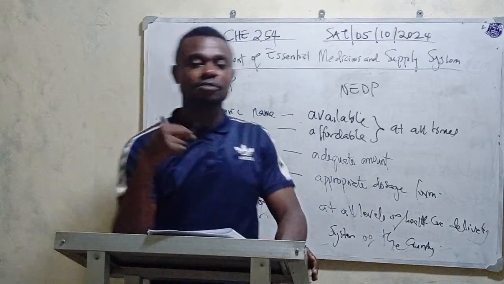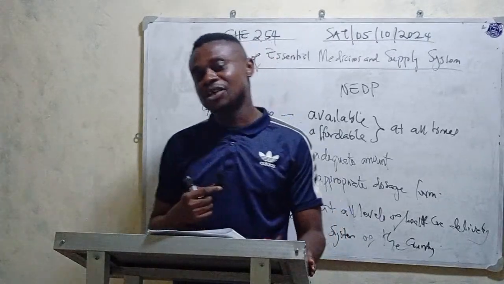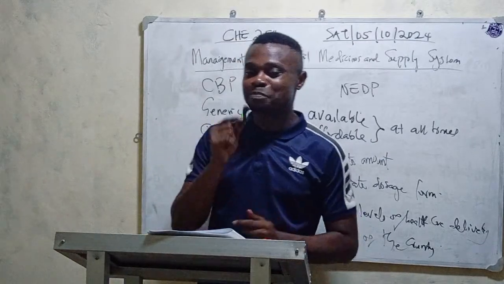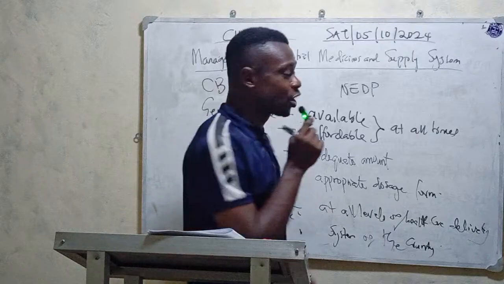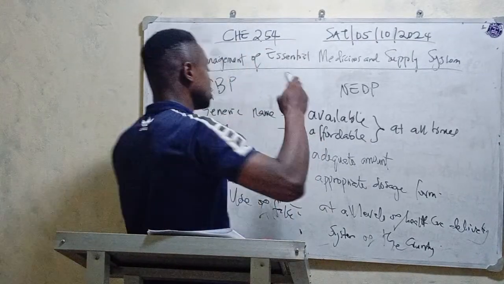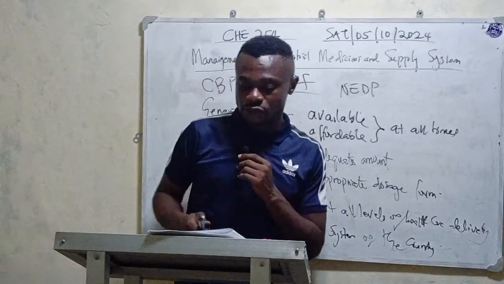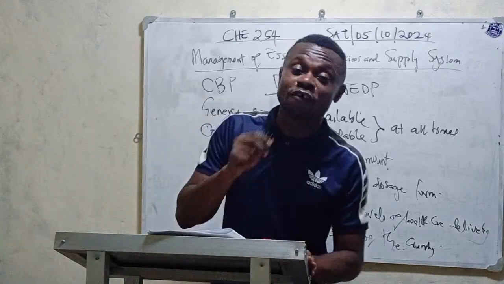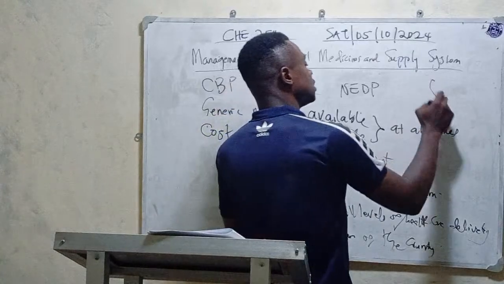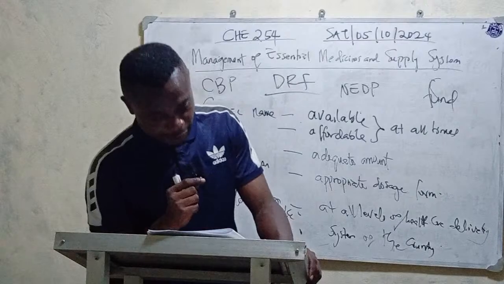Very important. You also consider the availability of funds. It's not just to put the drug in; funds must be available. That's why it's important to implement drug revolving funds. We will treat it as a topic in this course. DRF, very important to implement. Let's continue. So, availability of funds, very important. Is funds available for this? These are things to consider.